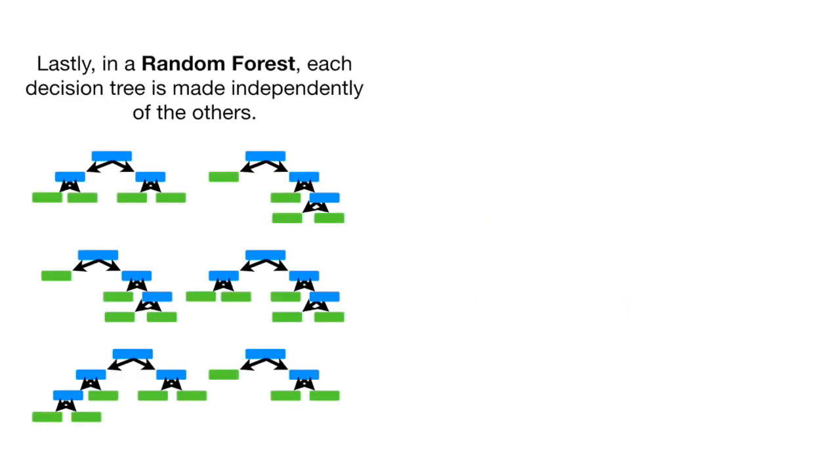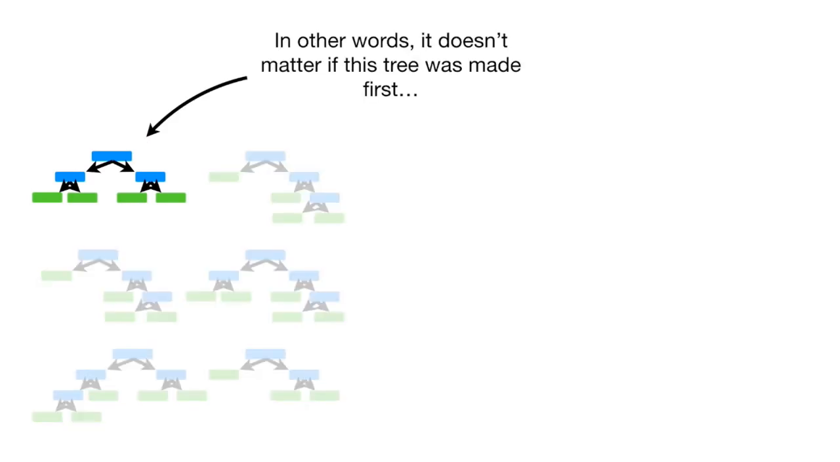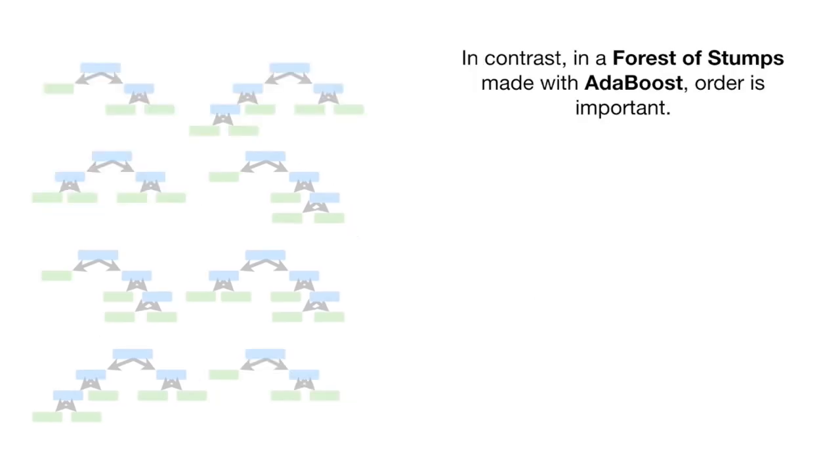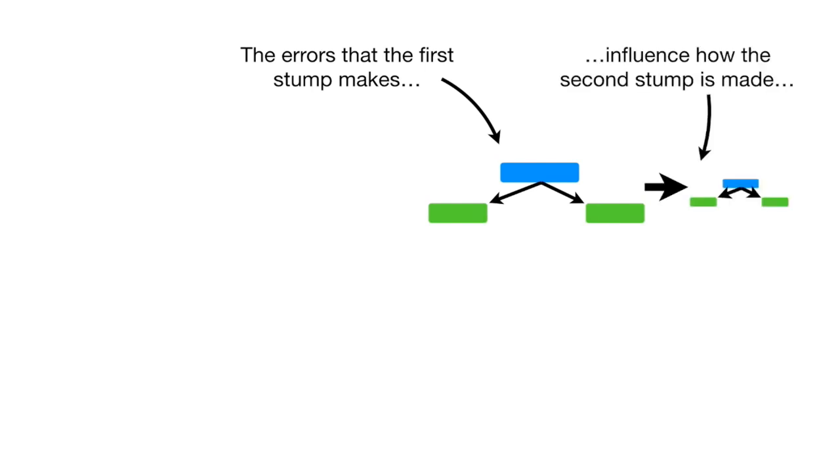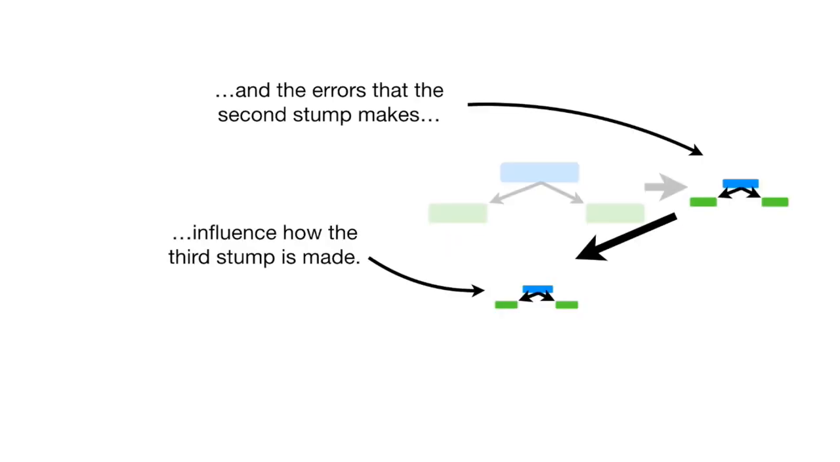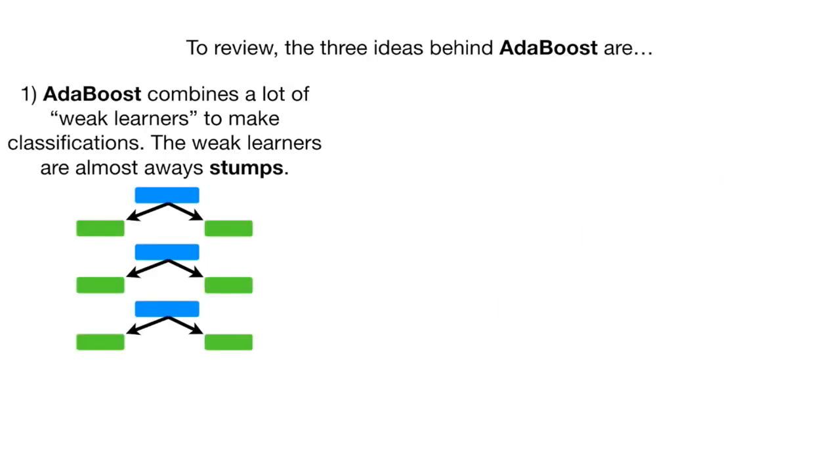Lastly, in a random forest, each decision tree is made independently of the others. In other words, it doesn't matter if this tree was made first or this one. In contrast, in a forest of stumps made with AdaBoost, order is important. The errors that the first stump makes influence how the second stump is made, and the errors that the second stump makes influence how the third stump is made, etc.